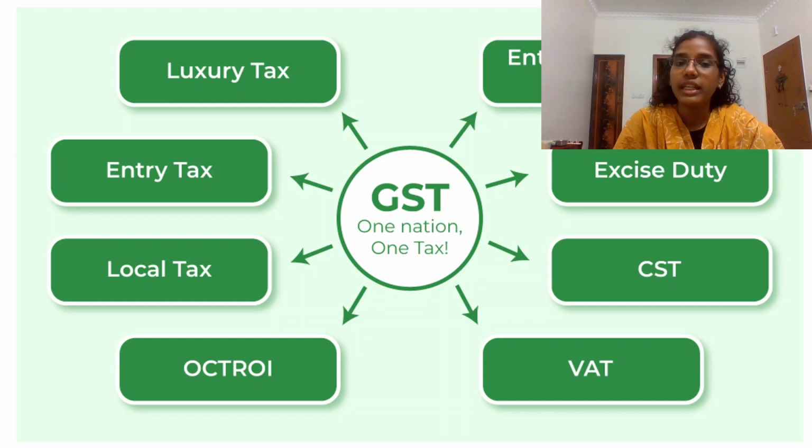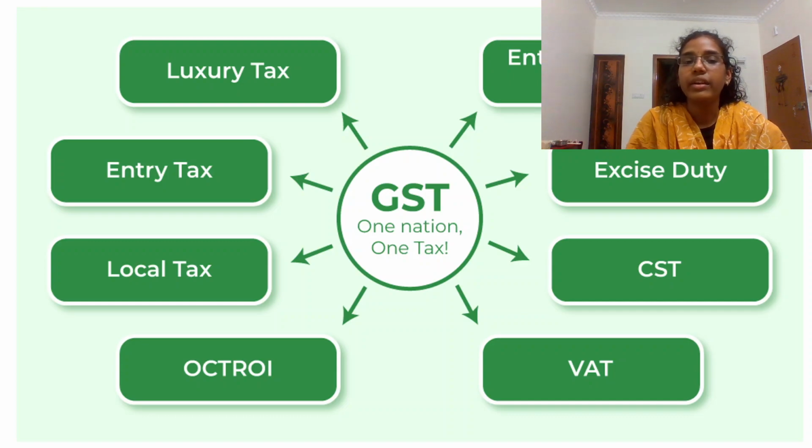We had luxury tax. The luxury tax was charged on non-essential items and luxury items. Entry tax was charged when the goods were moved from one state to the other. The local tax was charged by the local authorities and governments, and octroi duties were charged when the goods were moved from one state to the other. And then entertainment tax was charged by the local government on entertainment.